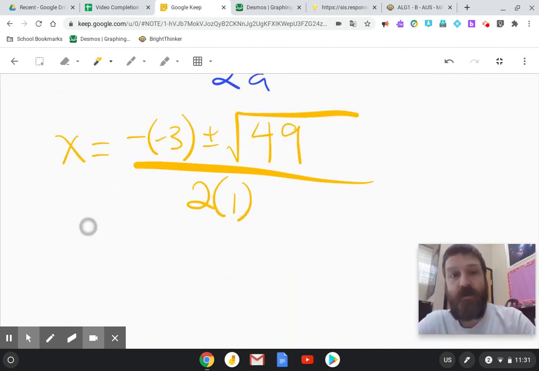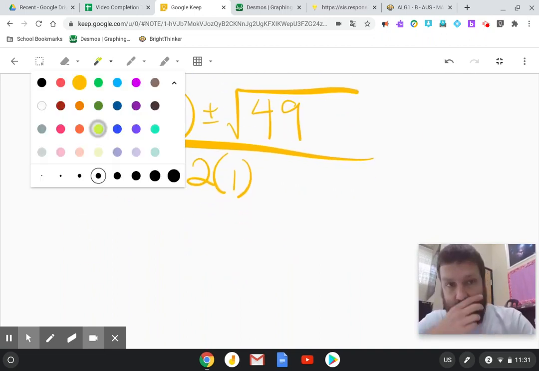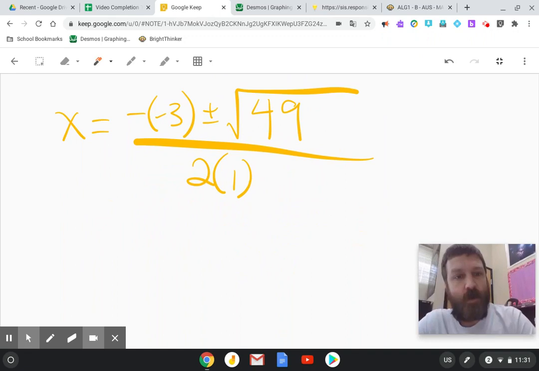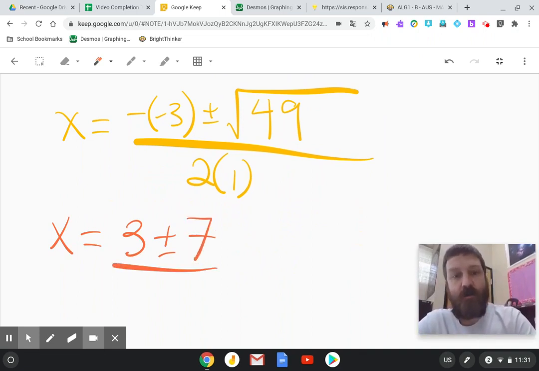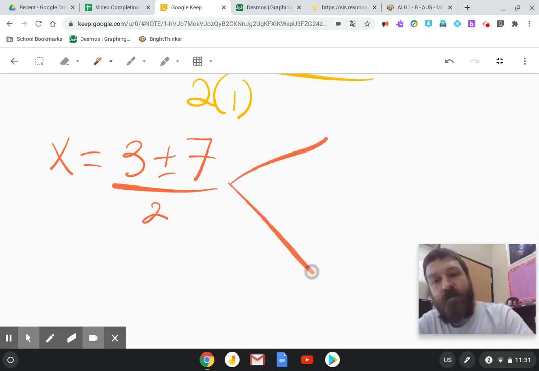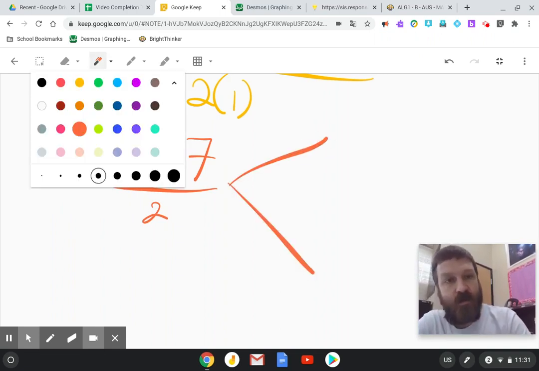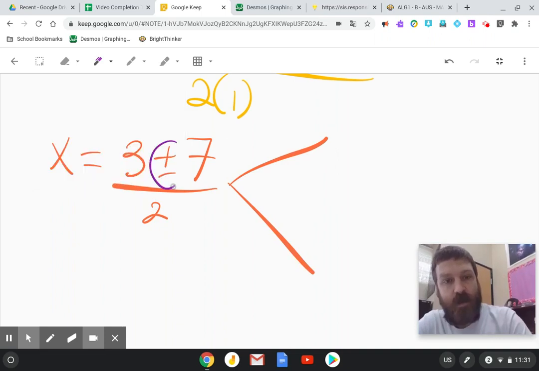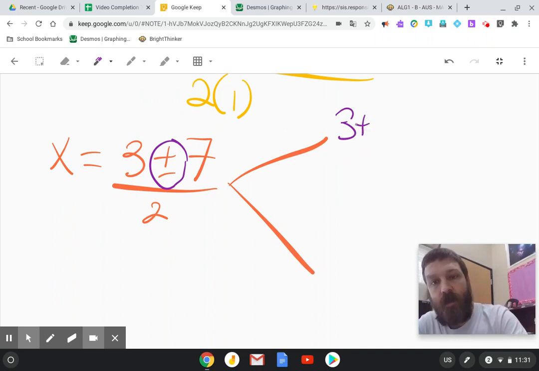And then it's just a matter of simplifying this until you get down to the final answer. So x equals negative 3 is positive 3 plus or minus the square root of 49. The square root of 49 is 7 divided by 2 times 1, which is 2. Now, we are kind of as far as we can go in terms of simplifying, except that we need to now split this into 2. And you'll notice there's this symbol, plus or minus. That tells me I need to do 2 things. I need to do 3 plus 7.